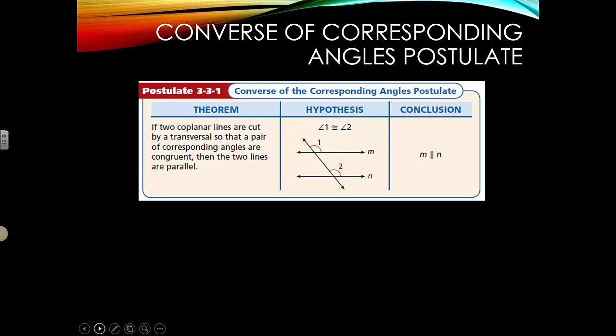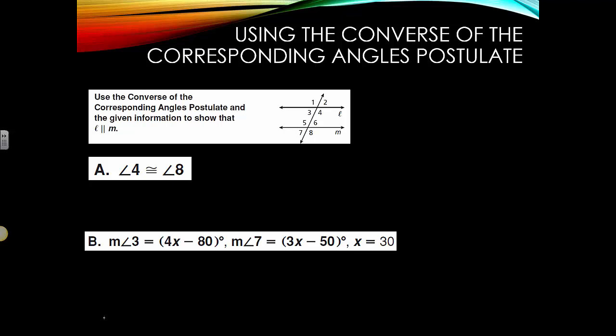So we had a postulate called the corresponding angles postulate in the previous lesson. In this lesson, we have the converse of the corresponding angles postulate, which says if two coplanar lines are cut by a transversal, notice it doesn't say they're parallel. It just says that they're cut by a transversal so that the pairs of corresponding angles are congruent. If the angles are congruent, then we can draw the conclusion that the lines are parallel. So that is the converse of the corresponding angles postulate. So we're going to use the converse of the corresponding angles postulate to prove that the lines are parallel.